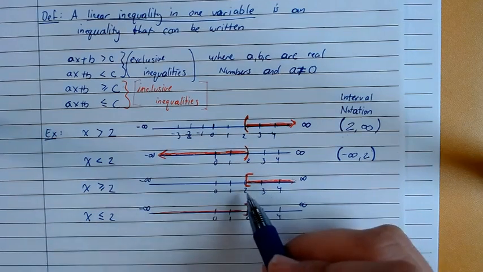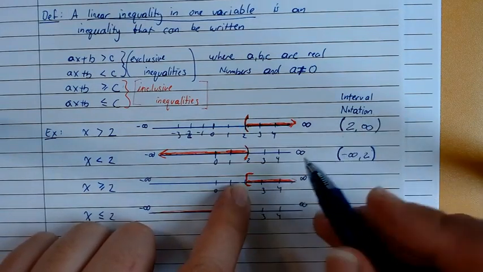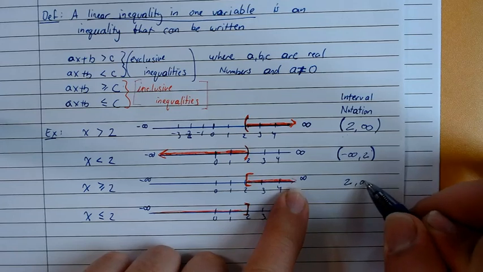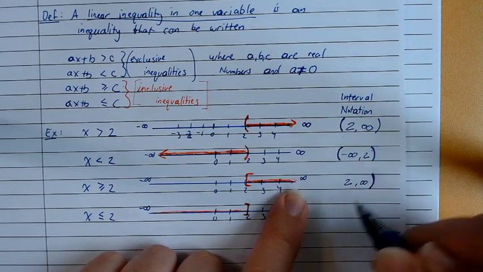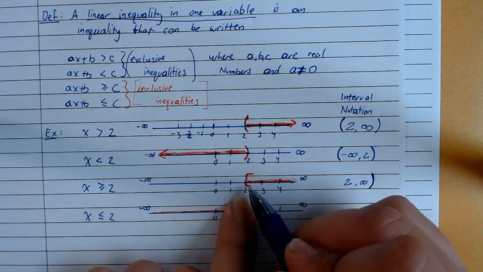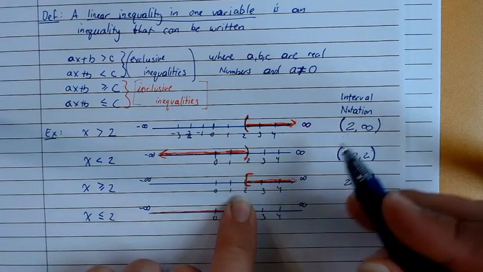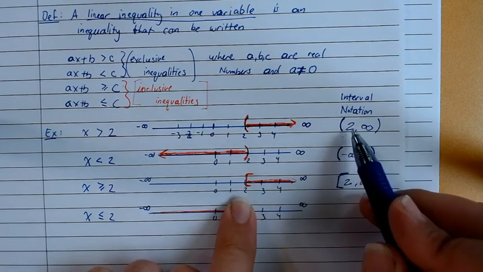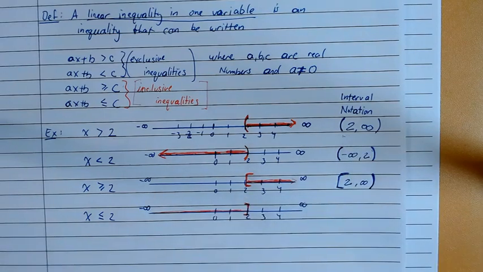This next one is almost identical to the first one. The pictures are almost identical, so the interval notation should almost be identical. It's everything from 2 on the left out to infinity on the right. Infinities always have parentheses around them, no matter what. The only difference between this illustration and this illustration is on the 2 you have a parenthesis, whereas here you have a square bracket. So in the interval notation, that will also be the only difference. Exclusive inequality versus inclusive inequality.